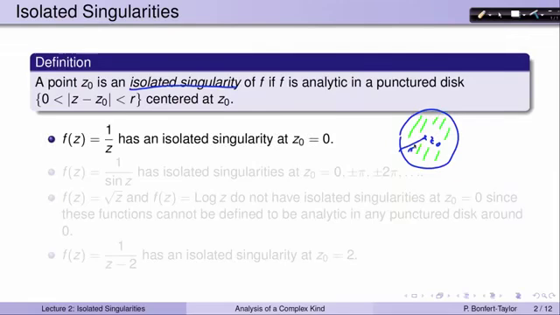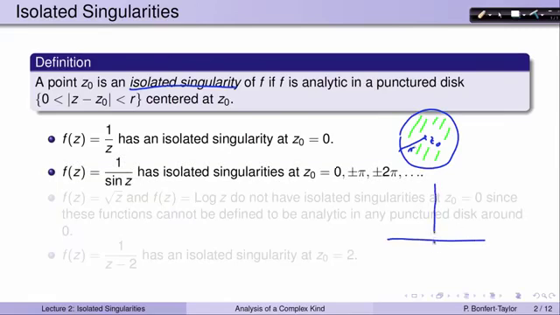The function 1 over z is analytic everywhere except at 0 because we can't divide by 0, and therefore this function has an isolated singularity at 0. The function 1 over sine z has isolated singularities whenever we're dividing by 0, so whenever the sine function is 0, and that's at pi, minus pi, 2 pi, minus 2 pi, and so forth. And so this function has lots of isolated singularities.